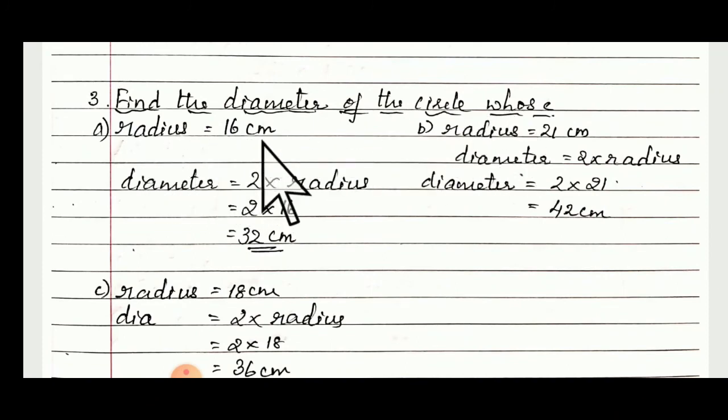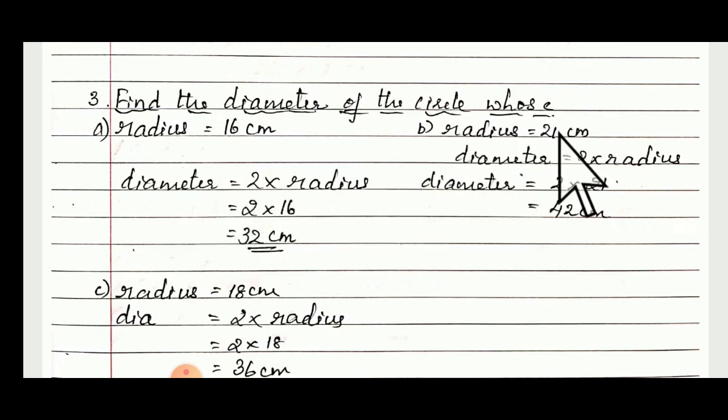Then question number 3, find the diameter of the circle. If radius is 16 centimeters, see, you have to find the diameter. It will be 2 times the given radius. So diameter is equal to 2 into radius. 2 into 16, it becomes 32. See, the formula never changes. You have to get it by heart. Diameter is equal to 2 into radius.